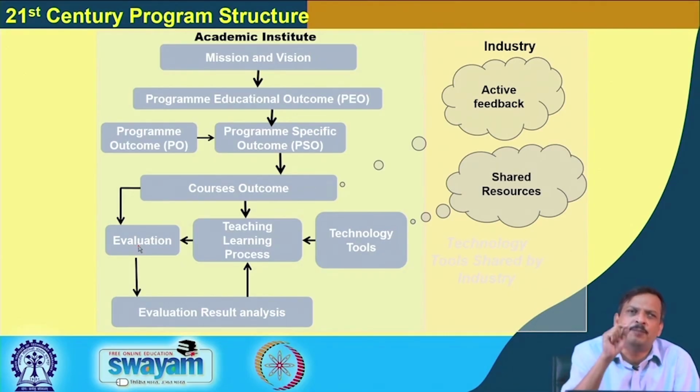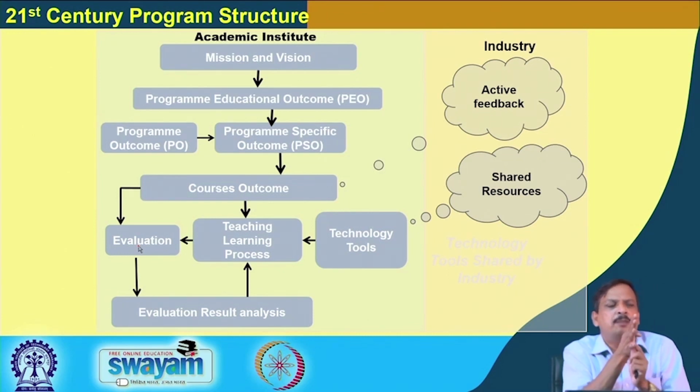So when you write a PSO, you have to keep in mind the 5 dimensions as per the matrix of the NBA or Washington Accord, or you can say the accreditation matrix. Within the 5 dimensions, find out your strength, find out your ability, and write down the PSO. Okay?